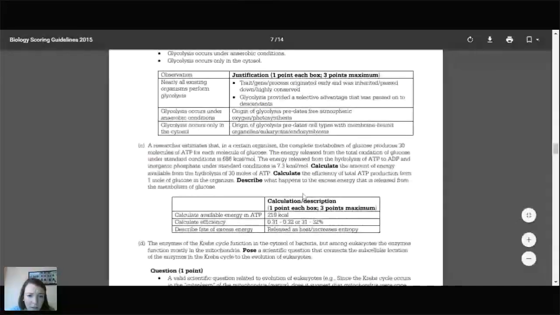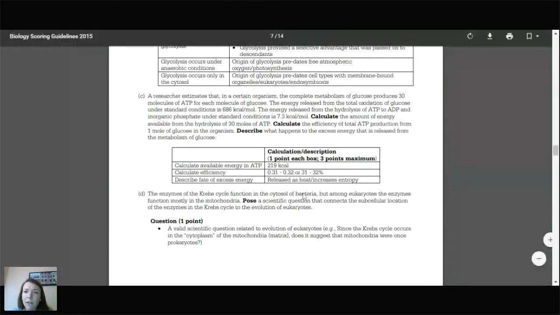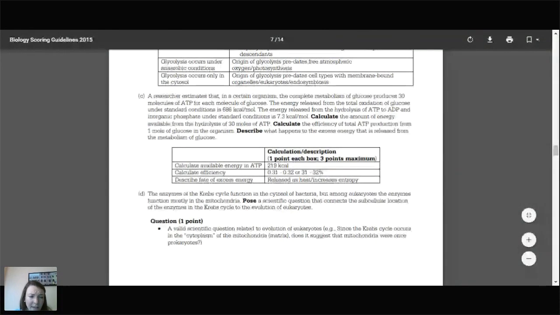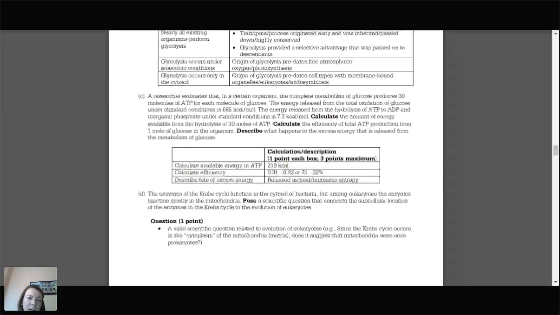So let me pull this up. Okay, scoring guidelines. Cool. All right, so let's read through this part really quickly together. It says, a researcher estimates in a certain organism the complete metabolism of glucose produces 30 molecules of ATP for each molecule of glucose. The energy released from the total oxidation of glucose under standard conditions is 686 kilocalories per mole. The energy released from the hydrolysis of ATP to ADP and inorganic phosphate under standard conditions is 7.3. Calculate the amount of energy available from the hydrolysis of 30 moles of ATP.